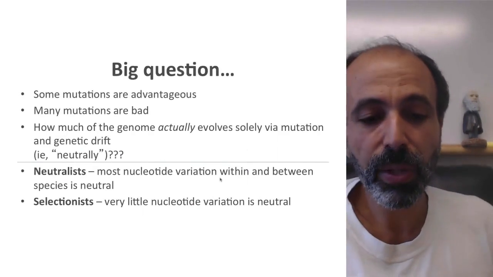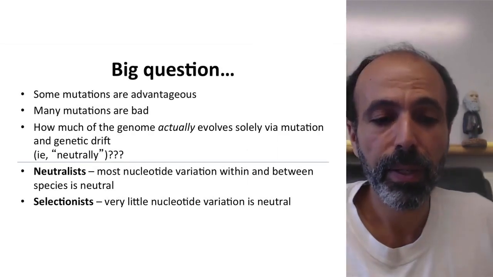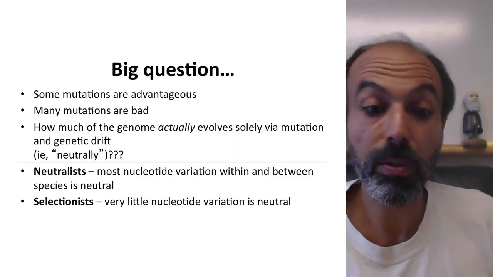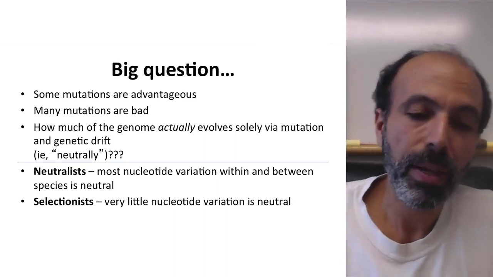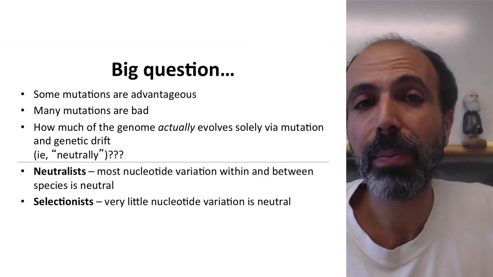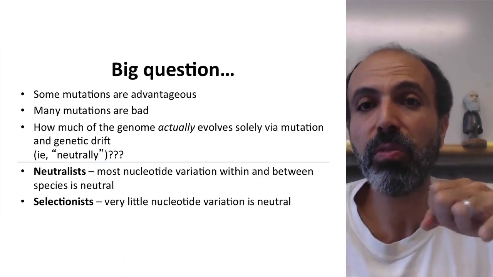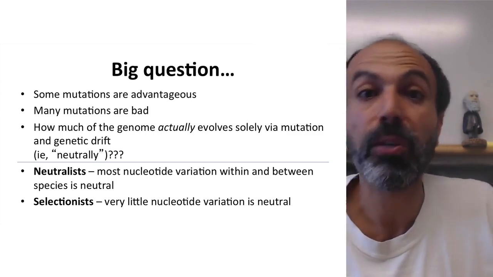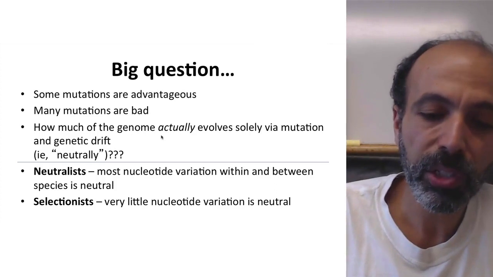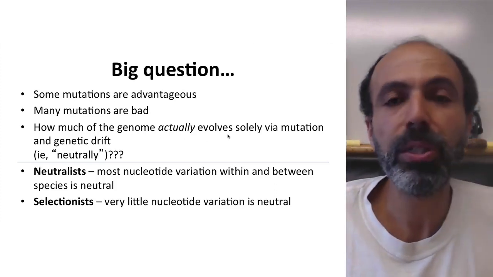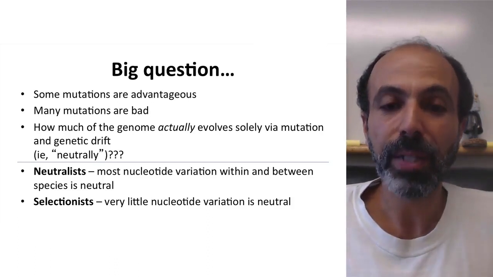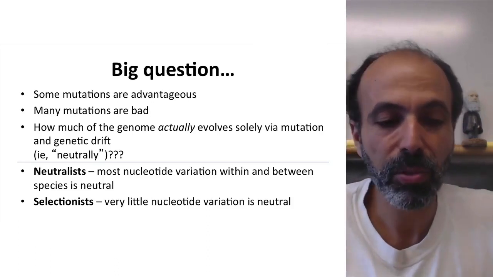The question is, where does this come from? Now, some mutations are advantageous, and we expect those to spread within species, and probably spread fairly quickly. Many mutations are bad, and even if they're bad, they may still be found in the population for a short period of time. You saw genetic drift in particular can allow some bad mutations to stick around for quite a while. So the question is, how much of the genome actually evolves solely by mutation and genetic drift in this purely neutral fashion, right? How much of this is actually being affected by natural selection?